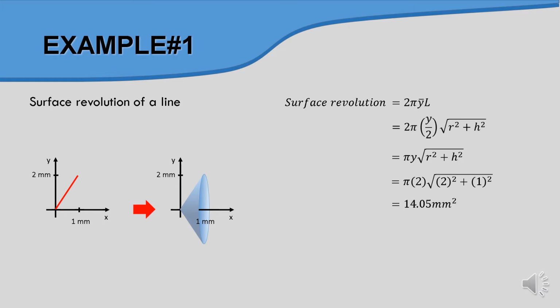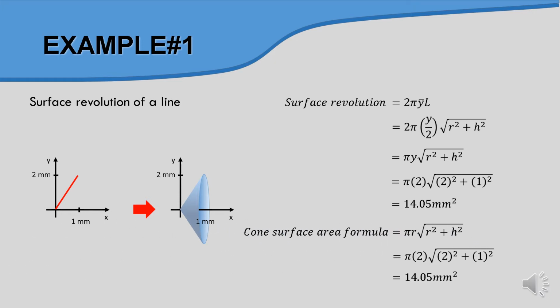Also, this cone is a common shape, so we can use its formula. We substitute the values and also get the same surface area. So if we have a very common shape, we can implement the formula. If not, we will use the surface of revolution, which uses theorem number 1 of Pappus-Guldinus.